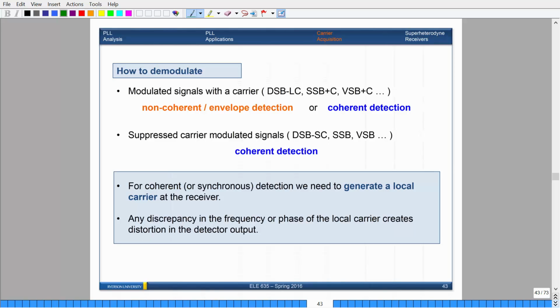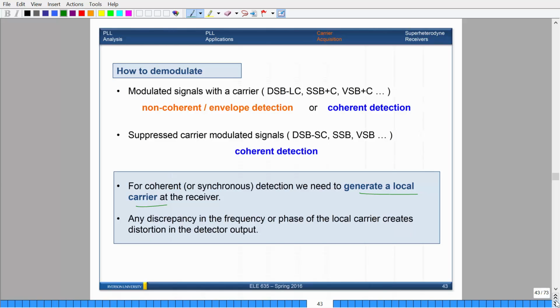So for coherent or synchronous detection, we have to generate a local carrier at the receiver. That's what we already know. If you have a carrier frequency that's coming in, and on the receiver end the carrier is mismatched in phase or in frequency, then, as we've already discussed a couple of classes ago, you're not going to get a nice output. There might be some residual components, and the actual original message might be scaled down a little, depending on the phase difference between the carrier that's coming in and the receiver local carrier.